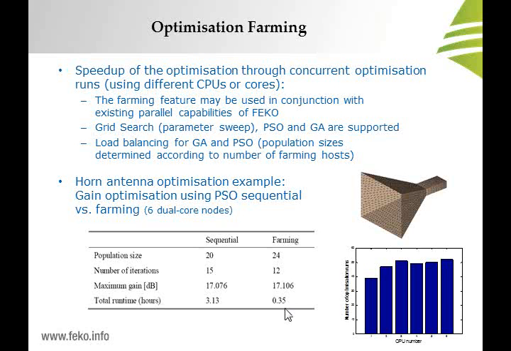Interesting also is that we have implemented load balancing in that algorithm, because not every optimization run will take the same time. If we change the parameters of that horn, some horn antennas might be smaller, others larger, and then it takes longer to solve those. This is what happens here. You see the 6 farming options, the number of cores, and due to the load balancing, the first core solved, my apologies that it's a bit small, about 40 of these configurations, and the others solved about 50.